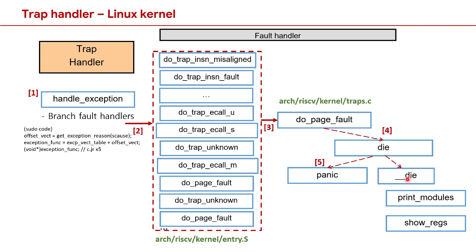Inside the die function, we will call other necessary APIs. As for print modules, it will display the modules and device drivers installed in the kernel. As for show_regs, this function prints the set of general purpose registers at the moment of the trap. And then the panic API will be called to invoke the crash.